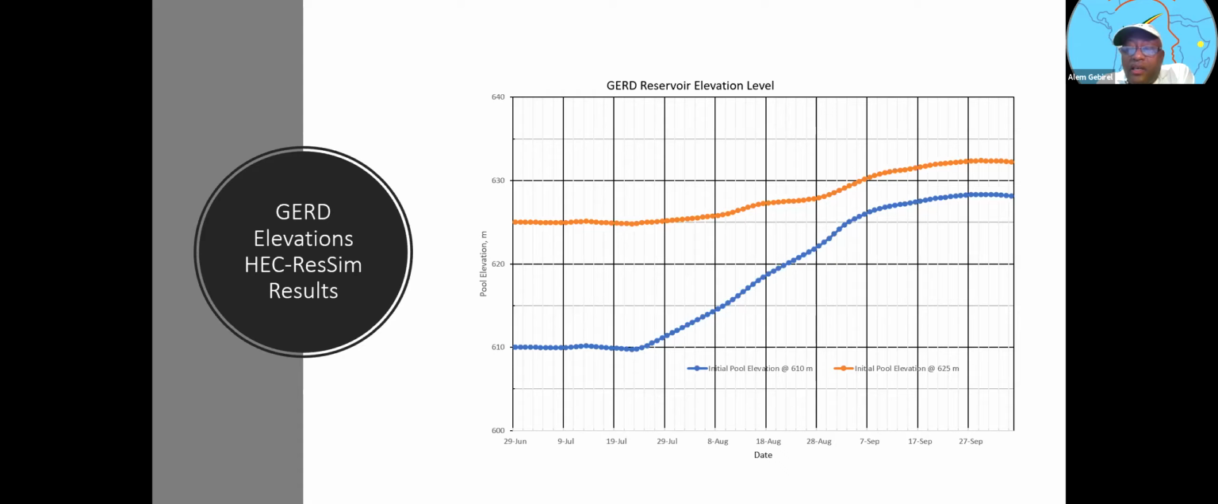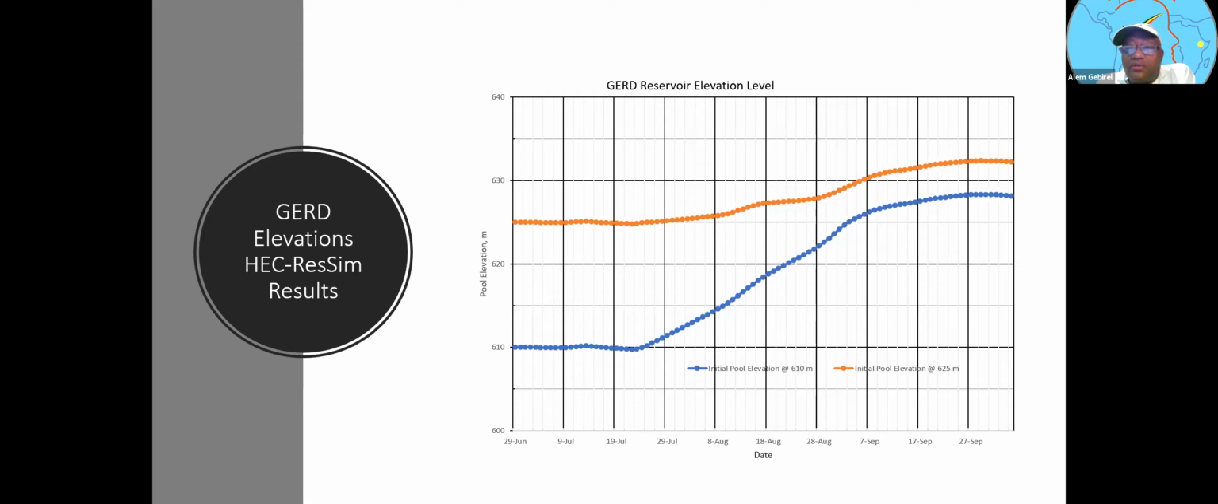I didn't really consider any kind of evaporation or seepage losses. In this case, this is a short duration. The data was from June to September. And the reservoir never reached the maximum capacity of the reservoir, which is about 640.